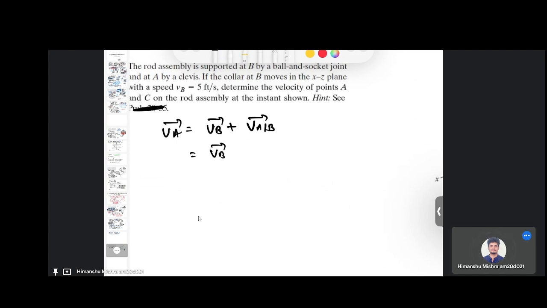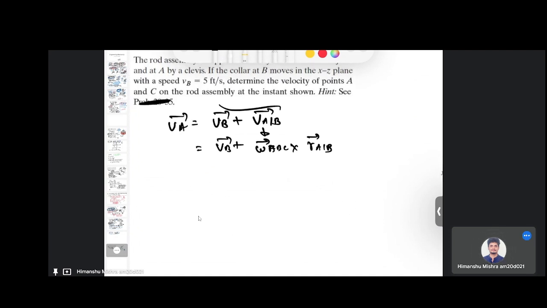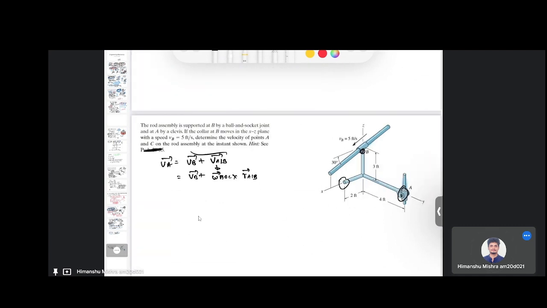So Va with respect to B will be omega ABC cross Ra with respect to B. All this concept we have already seen in the previous classes when we were solving relative velocity problems, and we also discussed it briefly before we solved the previous question. Right, so it's a similar problem here.